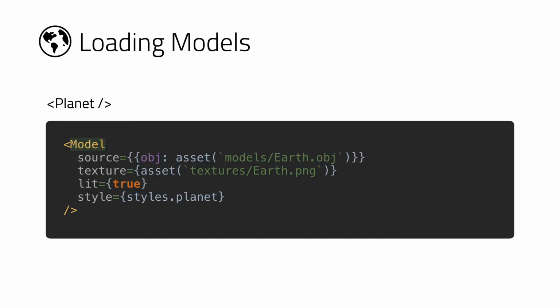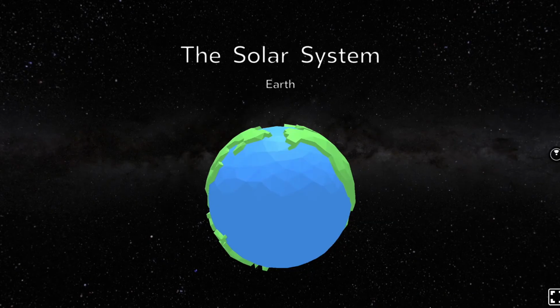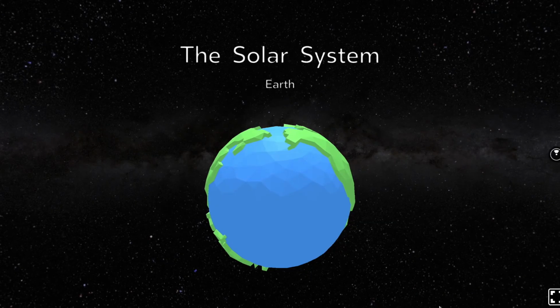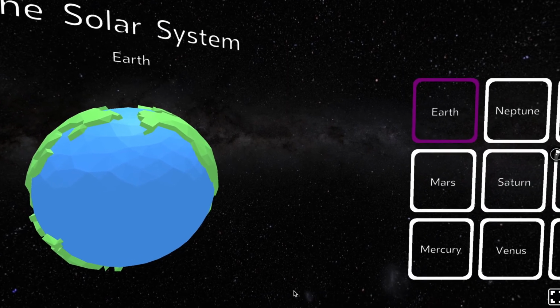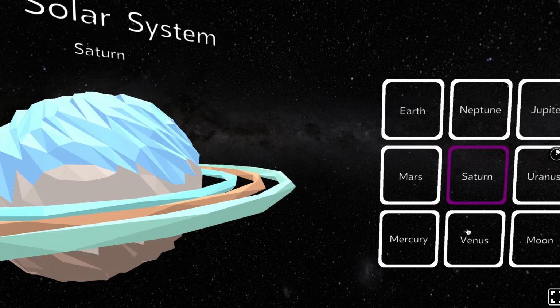And we can notice that there is a lit property. The lit property specifies if the model will be affected by lights or not. And the model's ability to define a style enables us to apply different transformations, such as scaling, rotating, and translating. And here is dynamic loading, not just Earth, but rather any planet according to the current planet variable. So here's the loaded model in front of us. And by changing the current planet variable, if we press on a navigation button, we can see that the 3D model is changing.